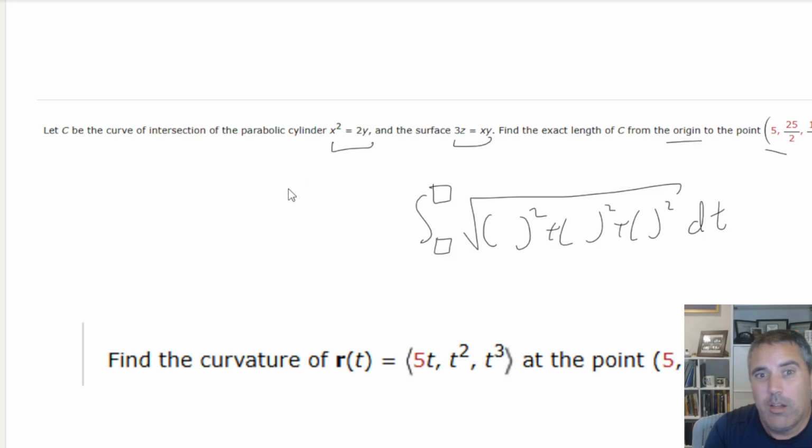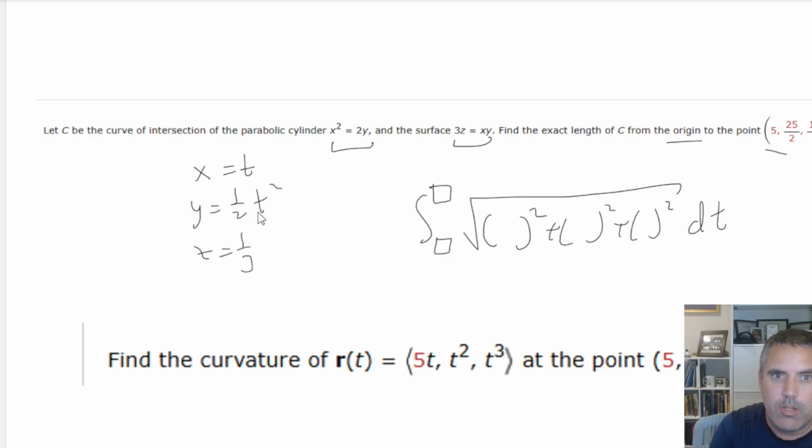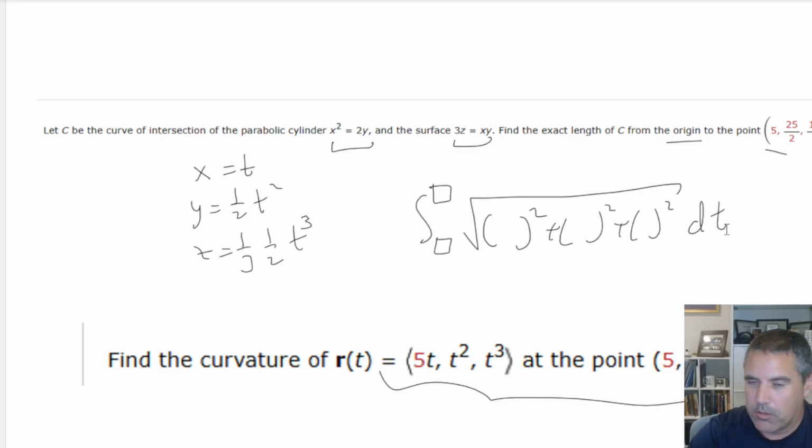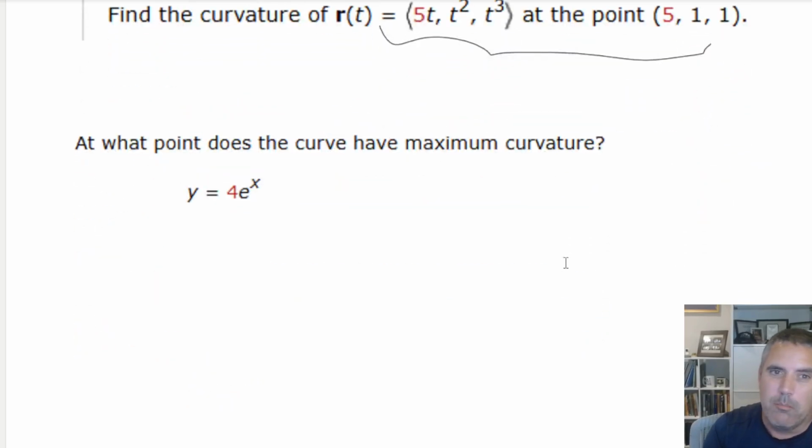So maybe you want x to be t. So if x is t, then y has to be 1/2 t squared, and z has to be 1/3 of whatever x times t is, 1/3 t to the third. Compute those derivatives, plug them in, and you're off to the races. Compute the curvature. That's a straight formula question. We'll talk about the curvature formula in the next section. Maximum curvature. Okay, this is a little bit tougher curvature question.